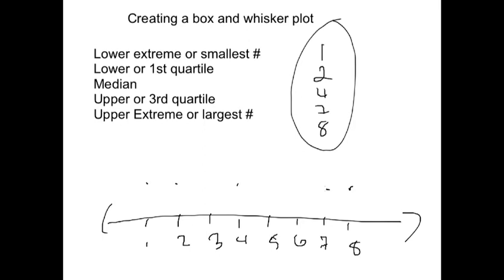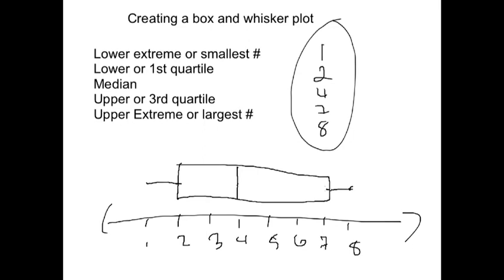And I'm going to connect by using a box, the first quartile and the third quartile. And then through the median, I'm going to draw a line. From the lower extreme to the lower quartile, I'm going to make a whisker. From the upper extreme to the upper quartile, I'm going to make a whisker.